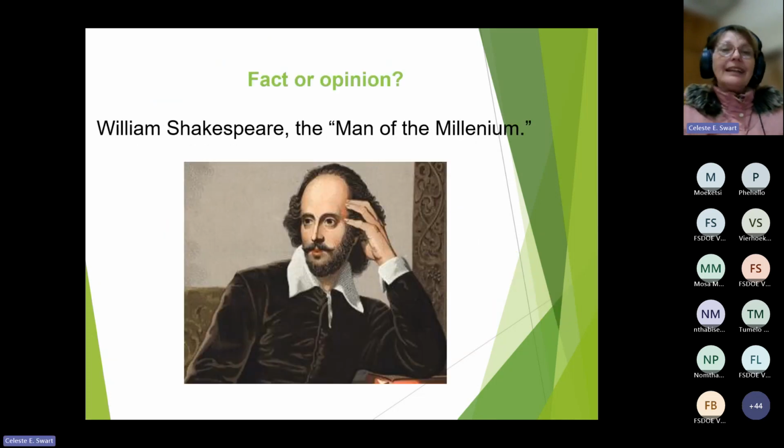Fact or opinion? And I love this one. William Shakespeare, the man of the millennium. Now, if you look at that, just straightforward like that, you could be saying, oh, I agree, he's the best writer ever, definitely the man of the millennium. Or you'd say, that's definitely someone's opinion, because there's nothing yet to show that he's the man of the millennium.